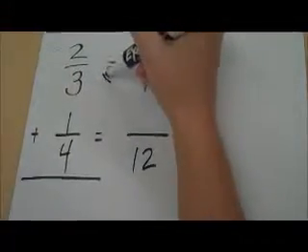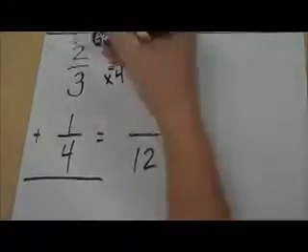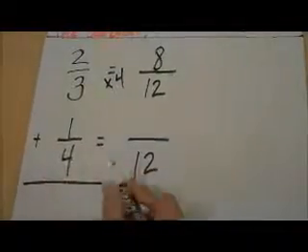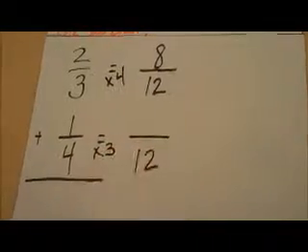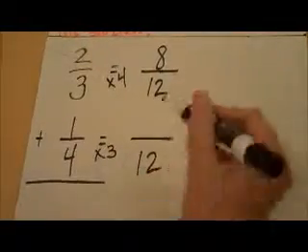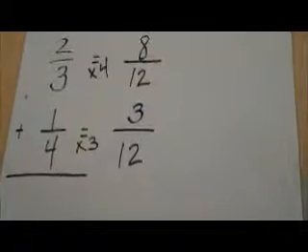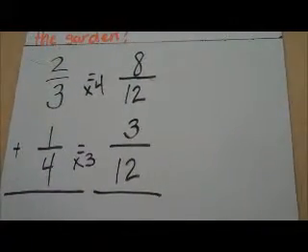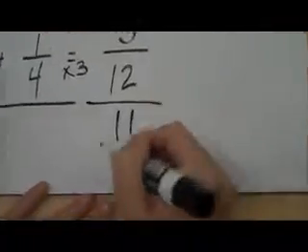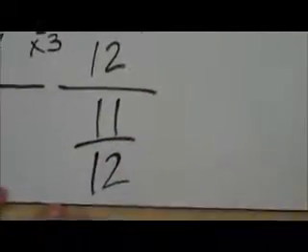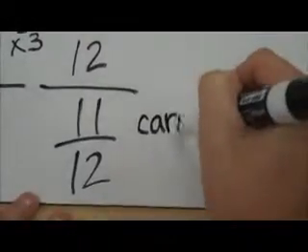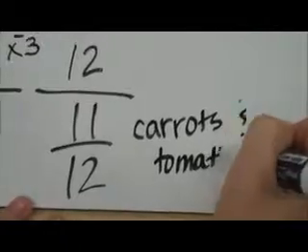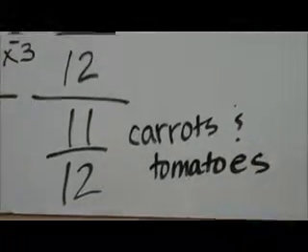So 3 times 4 is 12, so 2 times 4 is 8, making 2/3 8/12. 4 times 3 is 12, so 1 times 3 is 3, making 1/4 3/12. Now, I add 8/12 plus 3/12 together to get 11/12. And this tells me how many carrots and tomatoes are in the whole garden.